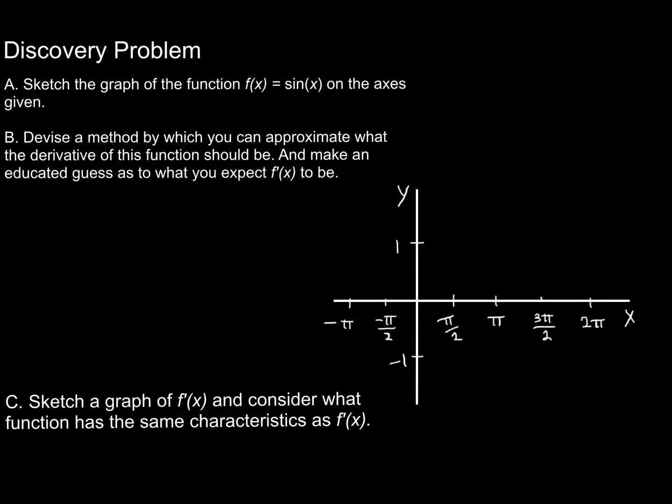Okay, so part C is really in case you struggled mightily with part B and had trouble devising a method by which to approximate the derivative. So sketch a graph of the derivative based on what your graph of sine of x looks like, and consider what function has the same characteristics as the derivative f prime of x. And this will allow you to make a pretty solid guess at what the derivative of sine of x should be. So do that if you haven't already, and then we'll talk about the intuition behind the derivative of sine of x before we prove it.